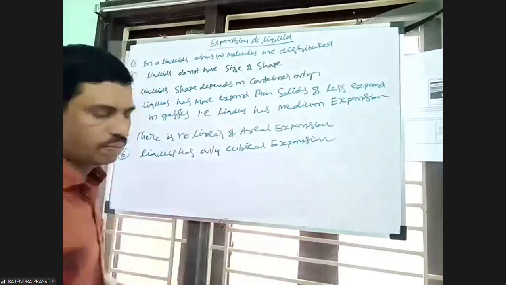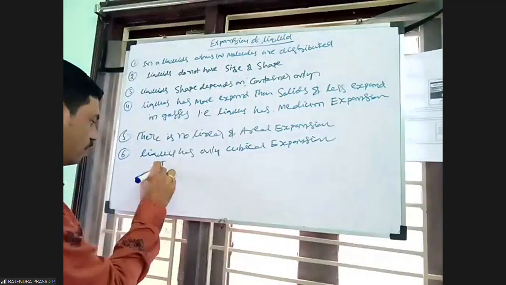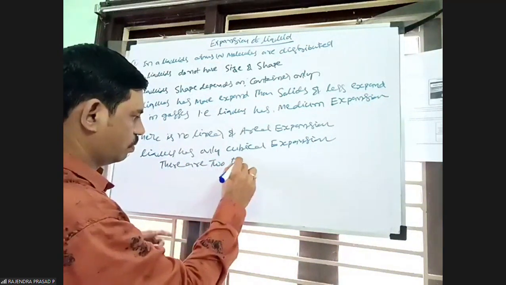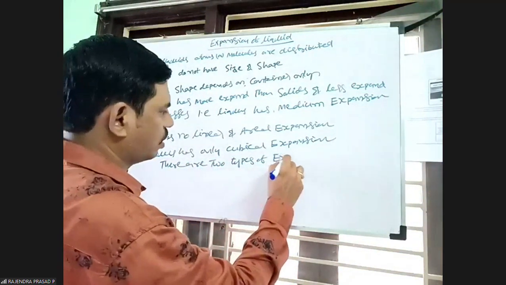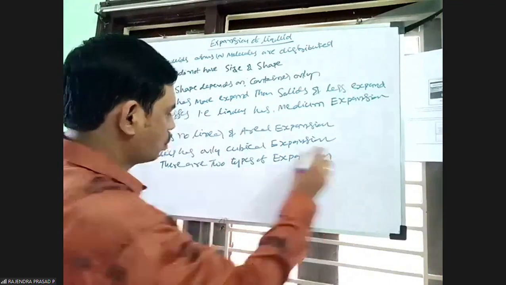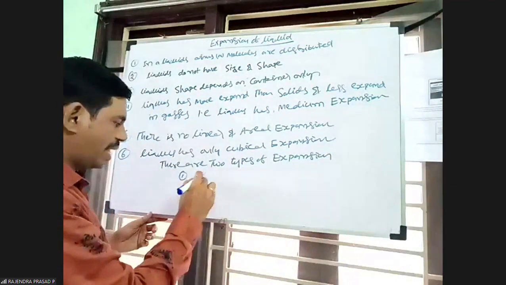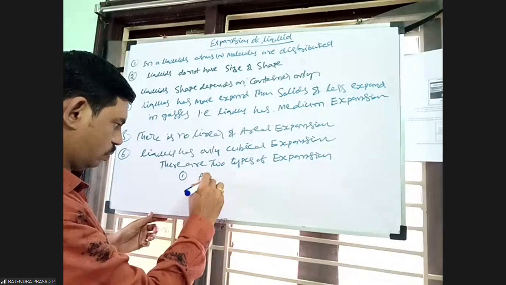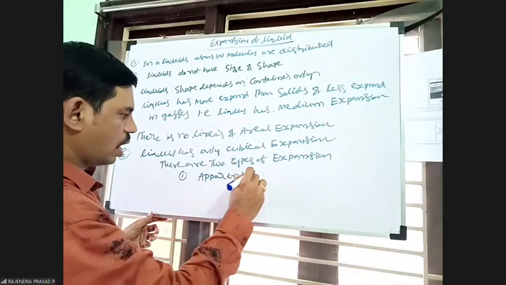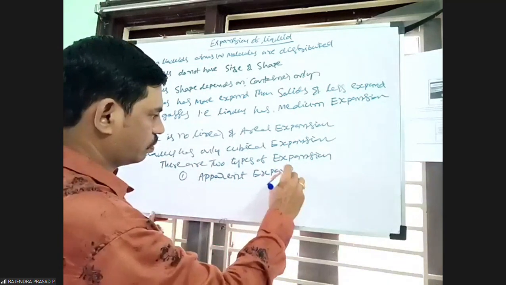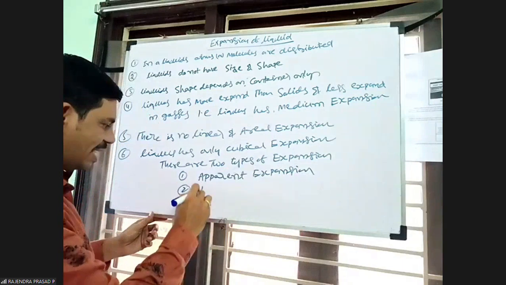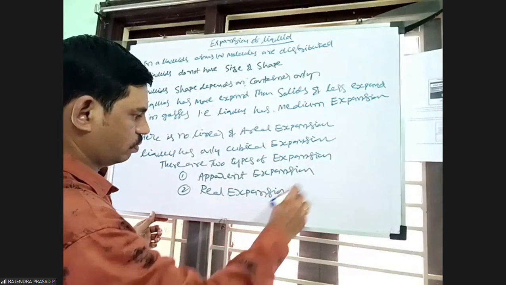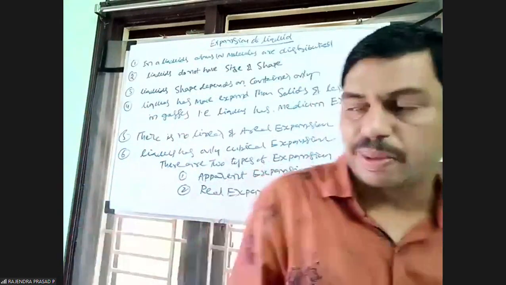There are two types of expansion. One is apparent expansion, and the second one is real expansion.